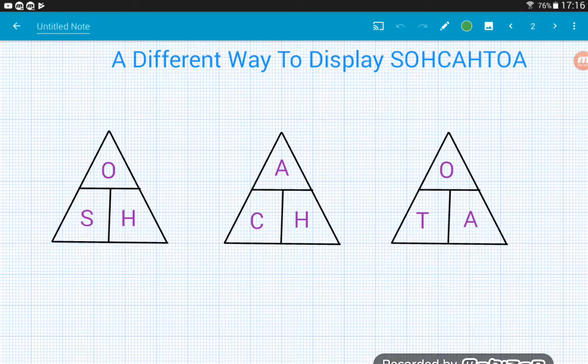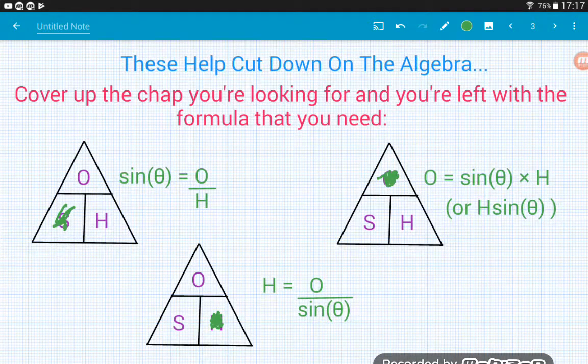So if we look at the SO triangle, we've got SOH, CAH and TOA. Now how these help us is if we cover up the letter that we're looking for, we're left with the formula. So in this top left triangle, if we cover up the S, that tells us that sine theta is equal to the opposite over the hypotenuse.